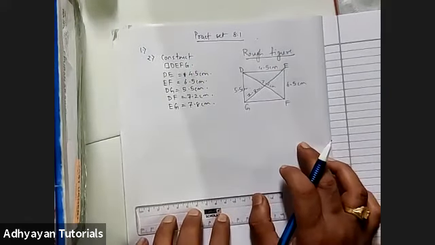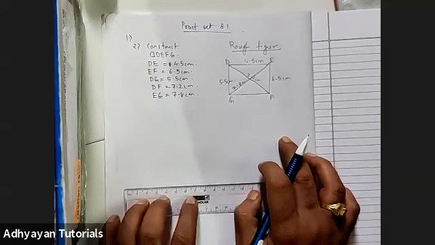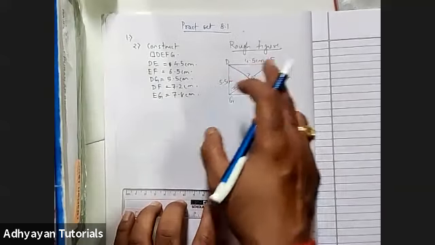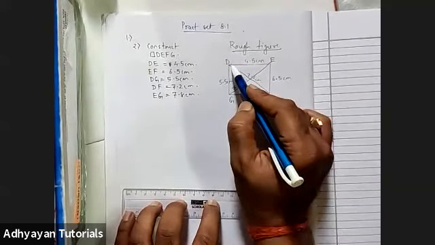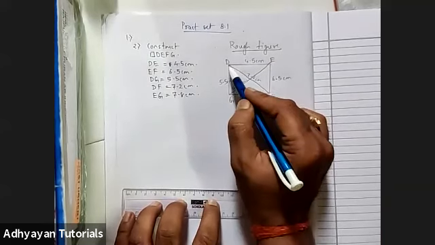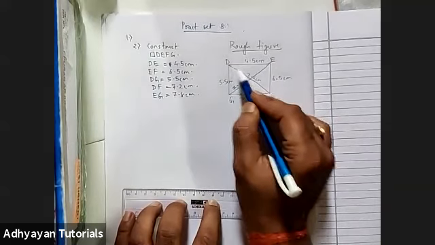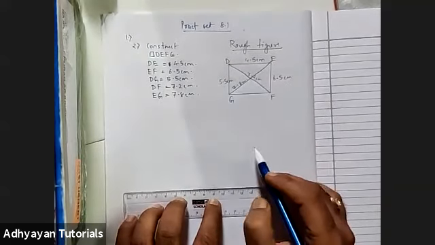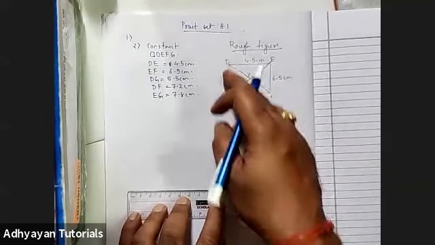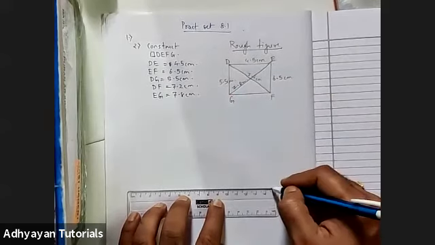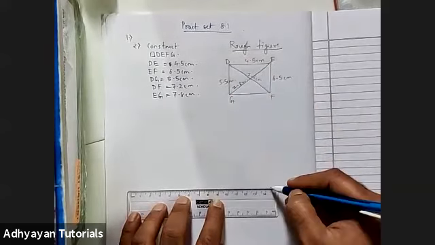As somebody said, Ishan says DG, that is also fine. You can do it using DG. I would like to do it with DE. Why DE? Because DE is a side which is common for triangle DGE as well as DFE. So if DE is common, it will become a little easier. You can start with any side in fact. I would be starting with DE.